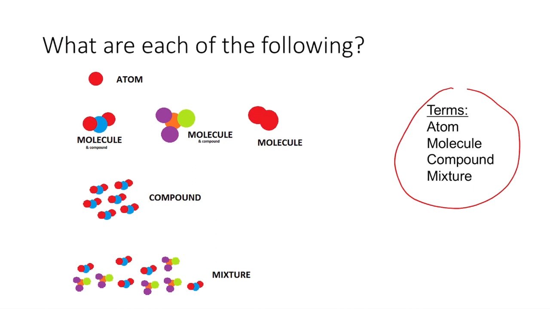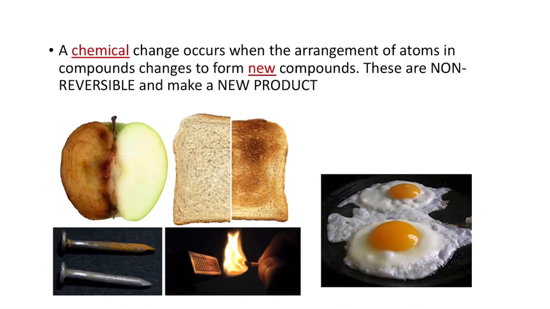And a mixture. So in order to talk about chemistry, we have to talk about chemical changes. So this is going back to grade 8 again. A chemical change occurs when the arrangement of atoms in a compound changes to form new compounds. These are non-reversible and make a new product. So your end result is different from what you started with, and you can't really go back to the original, i.e. you can't uncook an egg, you can't unrust a nail. You can only remove the rust, but you can't turn the rust back into a shiny nail. And then there's a few other examples there.